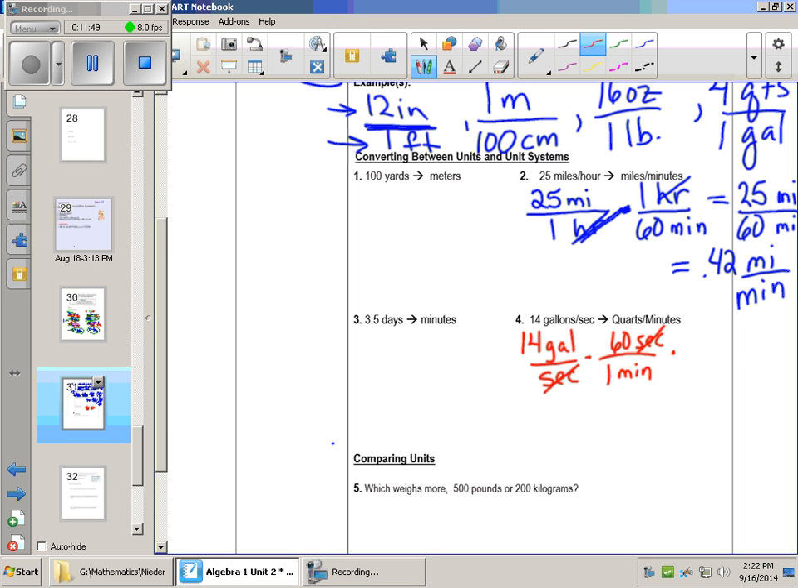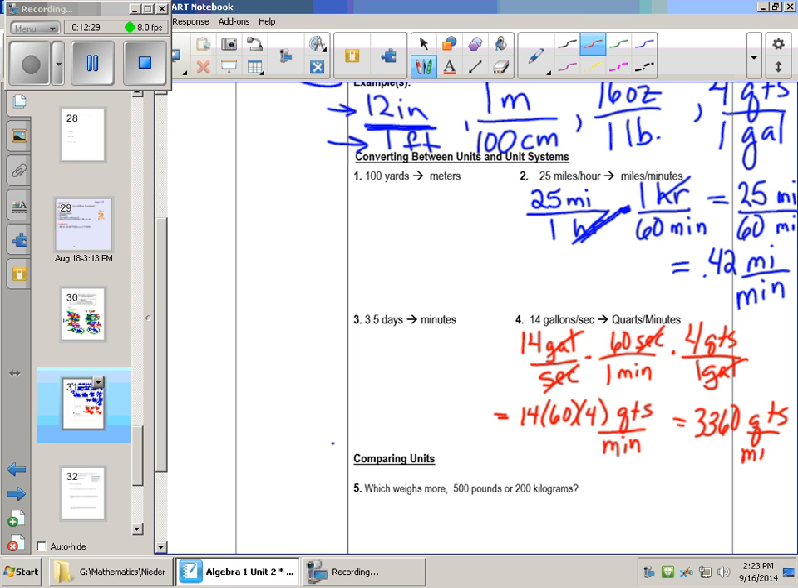I want gallons to cancel. In order for it to cancel, it has to be on the bottom. So I know in 1 gallon, there are 4 quarts. And so my gallon units will cancel. And now notice my units left are quarts per minute, which is what I want. So what's left? On top, I have 14 times 60 times 4 quarts. On the bottom, all I have is 1 times 1, so I really don't have to write that. But I do have the units of minutes, so that goes down here. And so when I multiply that all out, 14 times 60 times 4, you should get 3,360, and the units on that are quarts per minute. Okay?